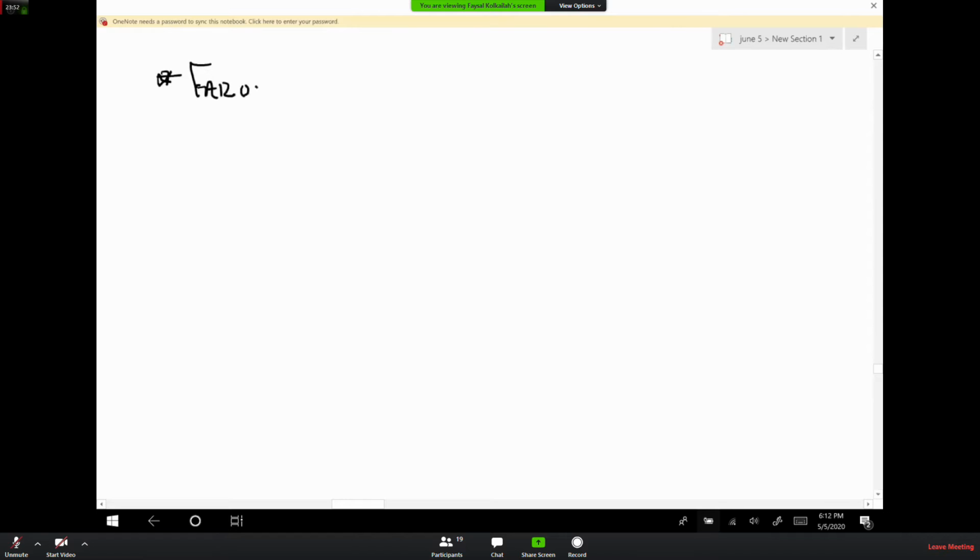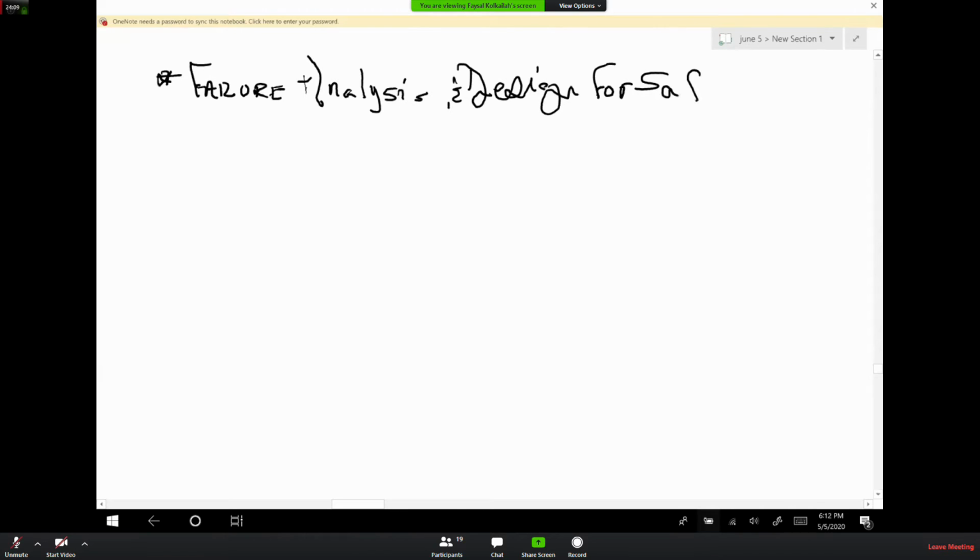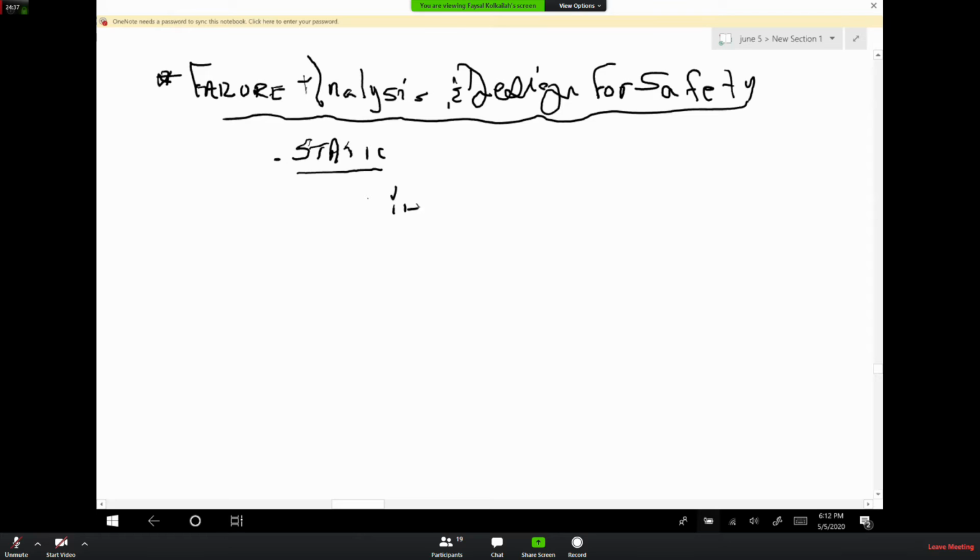failure analysis and design for safety. That's our topic we've been talking about. Failure analysis and design for safety. And we already talked about 2 kinds of them, statics. Come on, statics. And under that, we talked about yielding, and that's tension.